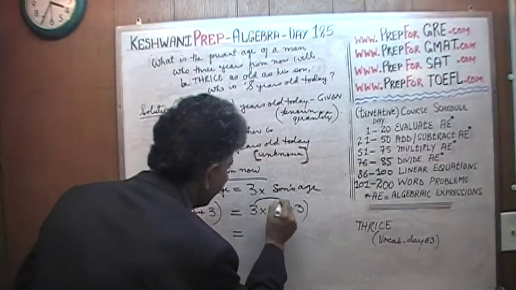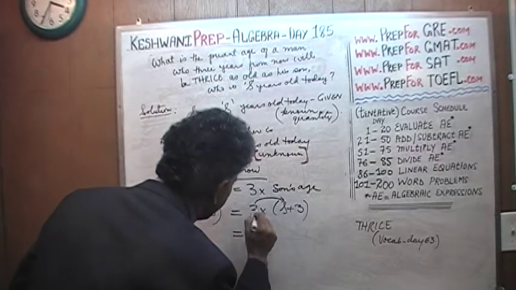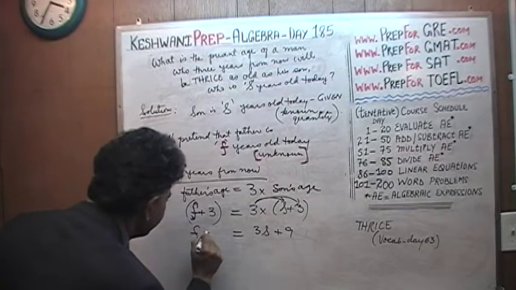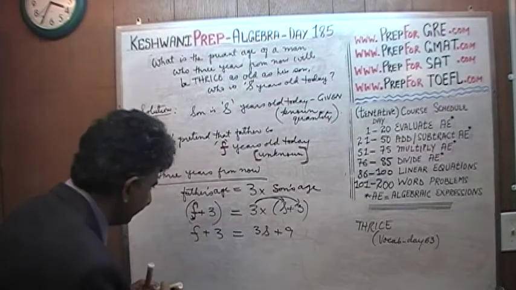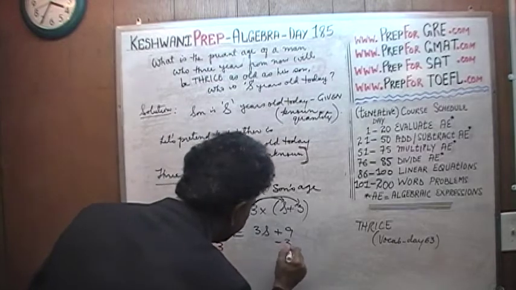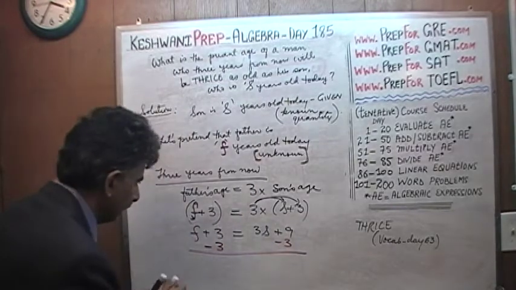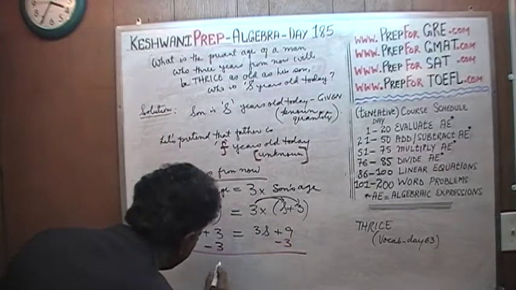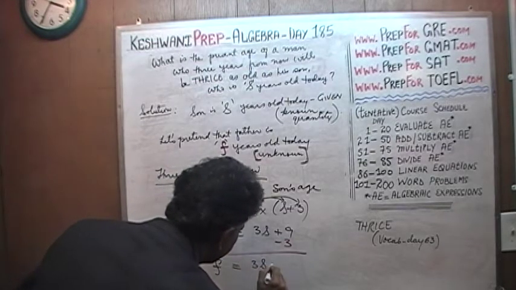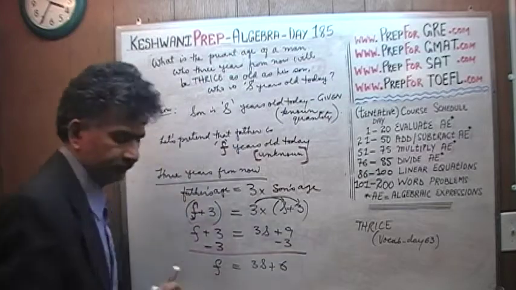So 3 times s, and then 3 times 3 is 9, and here we have f plus 3. Let's get rid of this 3 from this side. Subtract 3 from both sides, and we'll get our f equals 3s plus 6.